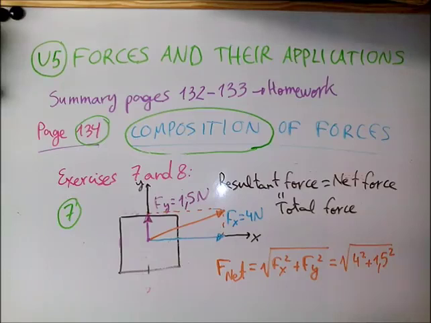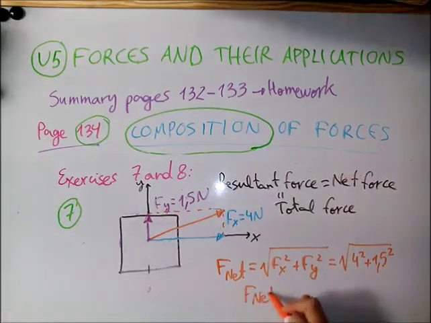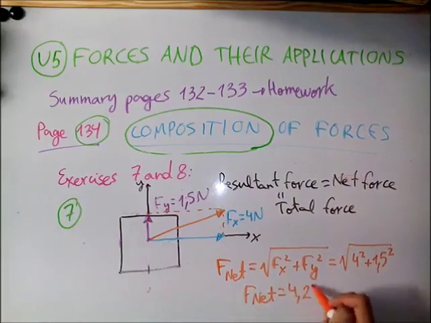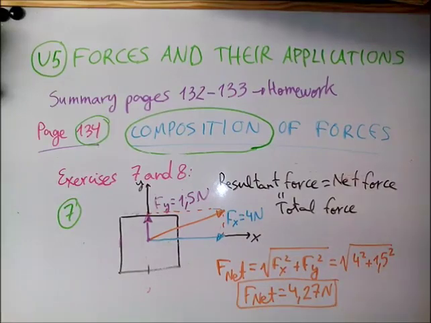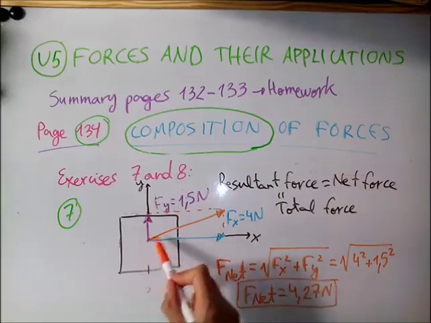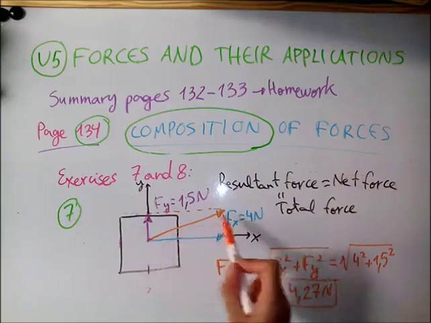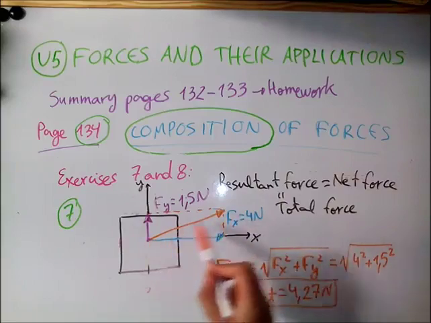So I'm going to calculate it. 1.5 squared, and this gives me 4.27. So this tells me that the net force is 4.27 Newton. Never forget the units. Units are always really important in physics and chemistry. And this is the total solution. This means that the total intensity of this force is 4.27 Newton.